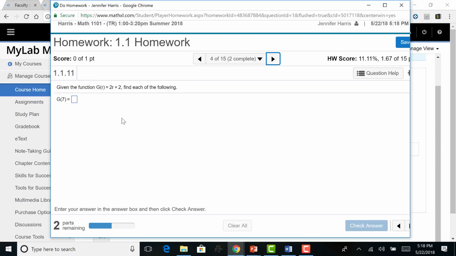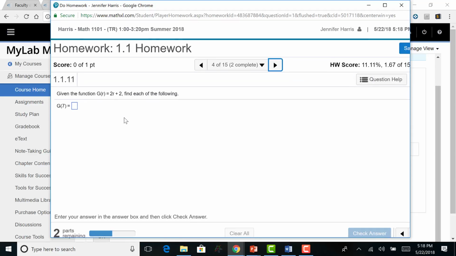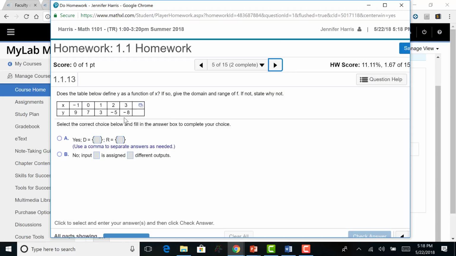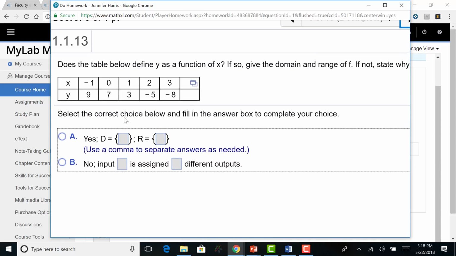All right. This one wants you to do what? Okay. So what are we replacing? What variable? R. Everywhere you see an R, put a 7. Do the math. Okay. So y'all see how easy this is? We're going to keep it positive. That was fine. Yep, we're going to keep it positive. All right, the domain and range. You know how to do that, right?